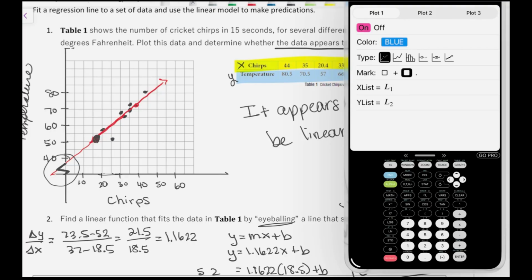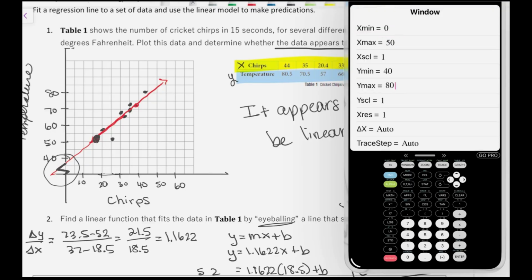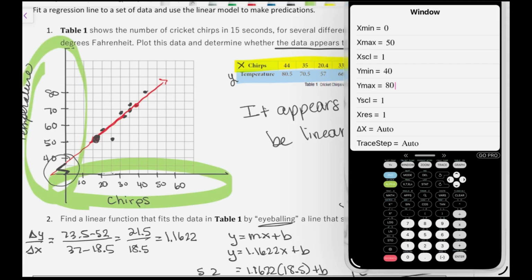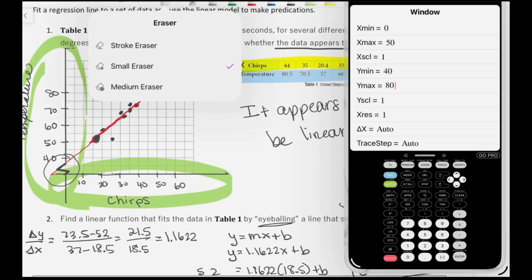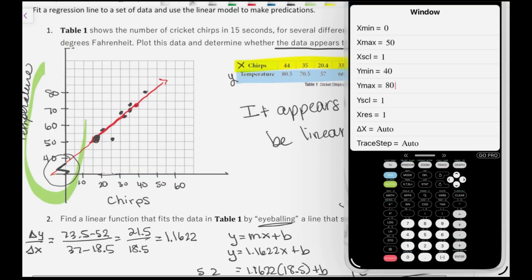It's on now. I'm going to go window. And when we plotted this by hand, I made my window 0 to 60 for X and actually 40 to 80 for Y. So I'm going to do something similar here. It looks like I went just to 50 for my X's. It's up to you. Obviously, you can set it at whatever you'd like, whatever you're comfortable with. And then if you go to graph, you will see your scatter plot.